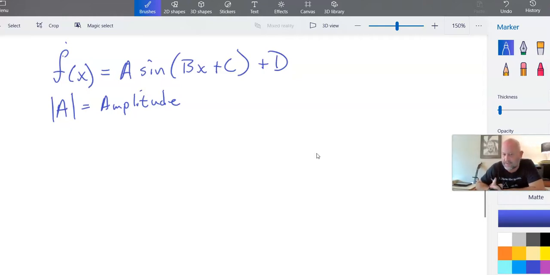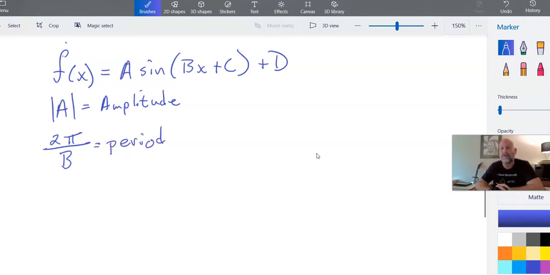Now, the period is not whatever B is, though. The period is 2 pi divided by B, right? So that's your period. And normally the period is 2 pi. So depending on what you do with B, it could shrink the period. So you finish a full, well, I was going to say revolution, but I haven't really talked too much about that part. But a full cycle of sine in a shorter period is what happens.